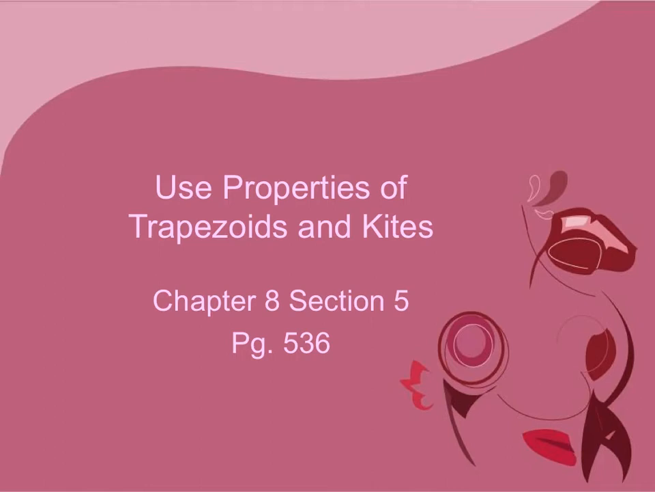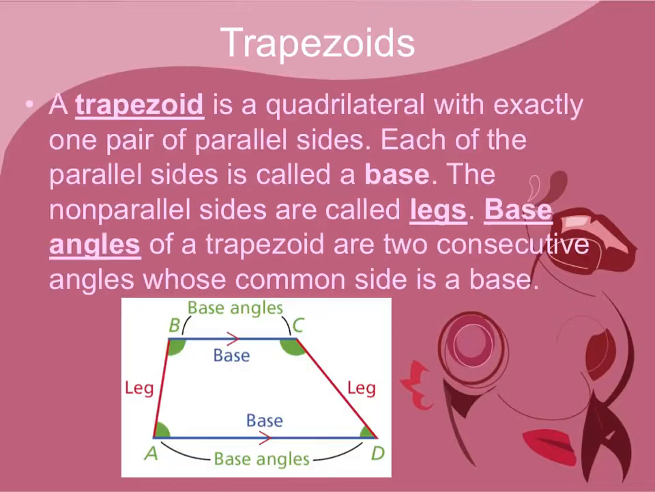Okay, so today we're going to cover section 5, and we're going to learn about the properties of trapezoids and kites. Now, these specific types of quadrilaterals are not parallelograms. All of the quadrilaterals we've learned so far, the rectangle, the rhombus, the square, are all parallelograms. However, these are not. So the first one we're going to talk about is a trapezoid.